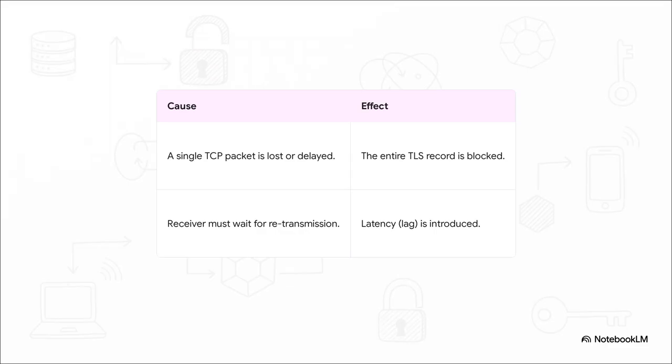All right, here's a classic exam-style curveball for you, a potential problem. Remember how we said a TLS record is like a big shipment broken into smaller boxes? Well, those boxes are sent as something called TCP packets. And here's the catch. If just one of those little packets gets lost or stuck in traffic on the internet, the receiver has to stop and wait. It can't put the whole TLS record back together until that one missing piece arrives. This traffic jam is called head-of-line blocking, and it's what causes that annoying lag or latency. Understanding this little detail really shows you get how the pieces fit together.